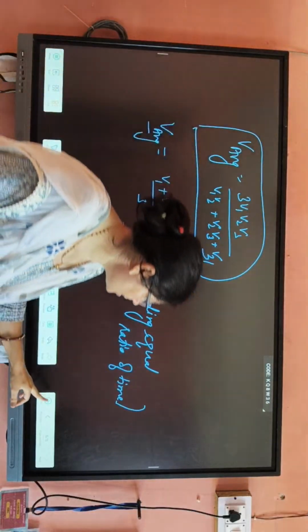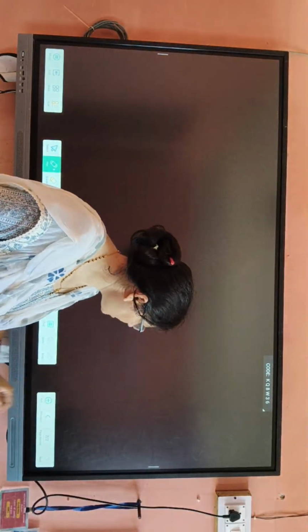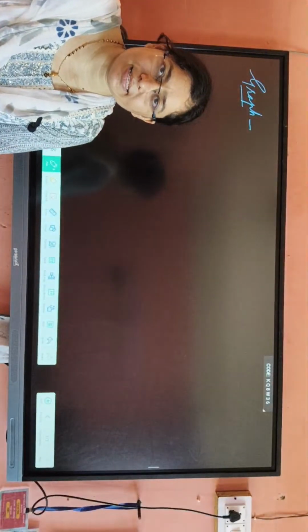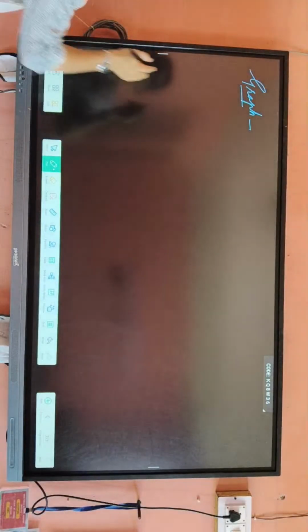Now the next concept will be the graph, beta. Your graph. Okay. Instantaneous graphical method, instantaneous velocity, instantaneous acceleration. Okay, so instantaneous velocity.